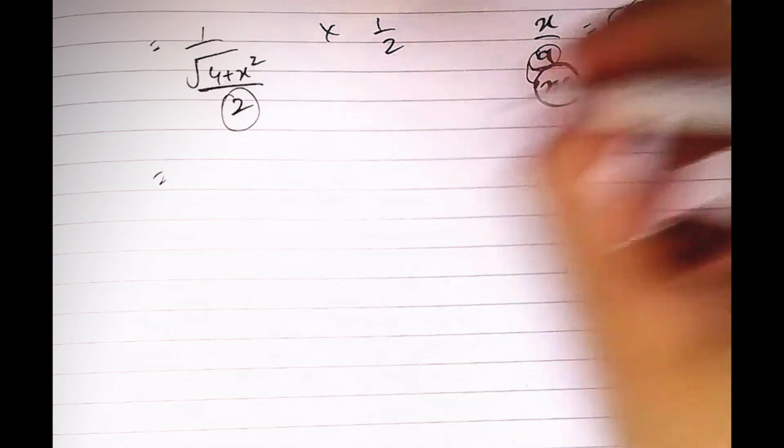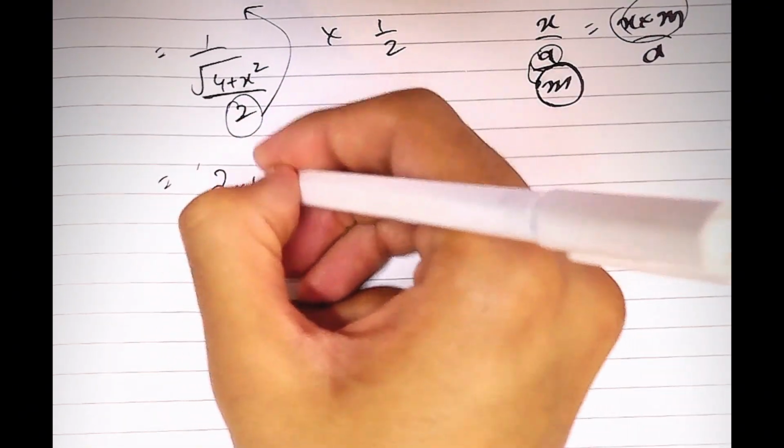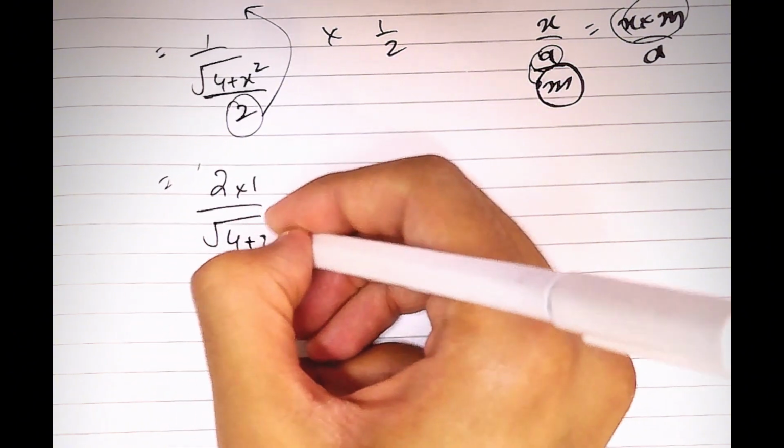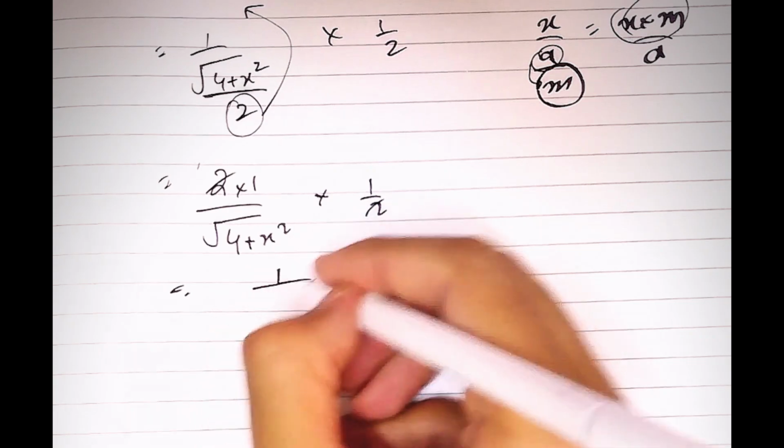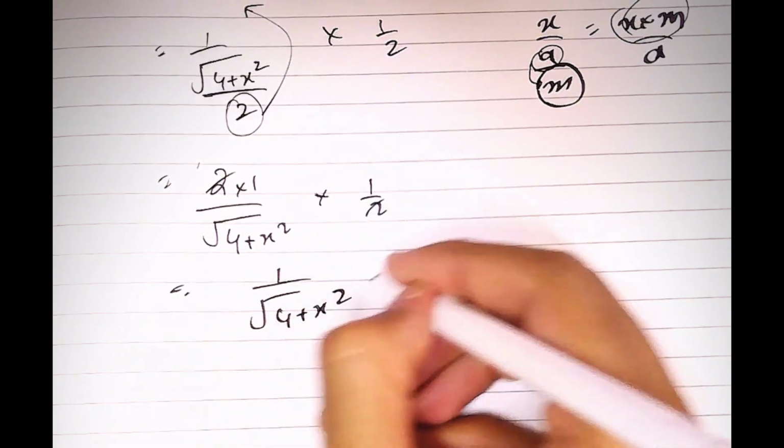becomes the numerator. So we can move this 2 towards the numerator. So 2 multiplied by 1 divided by root of 4 plus x square, multiplied by 1 divided by 2. So this 2 will be cancelled and we are left with 1 divided by square root of 4 plus x square. This is the final derivative.